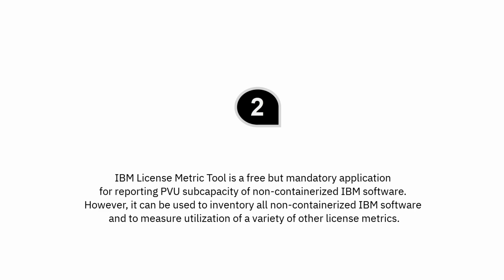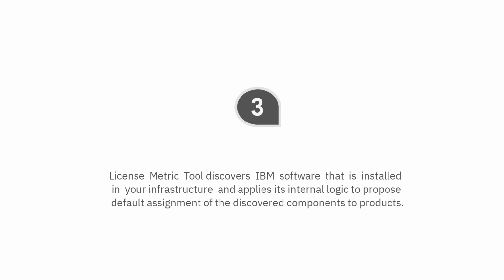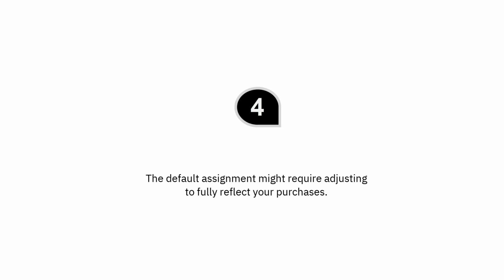3. License Metric Tool discovers IBM software that is installed in your infrastructure and applies its internal logic to propose default assignment of the discovered components to products. 4. The default assignment might require adjusting to fully reflect your purchases.